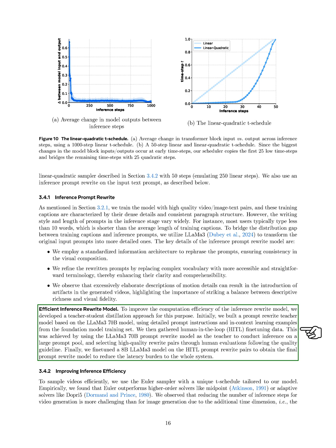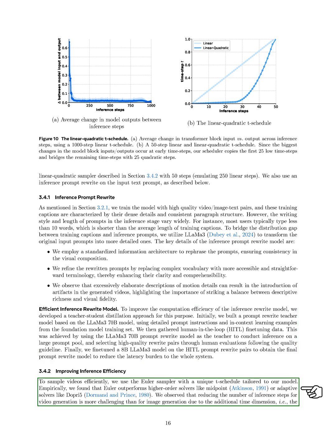latency in the system. For improving inference efficiency, we designed a linear quadratic T-schedule. We observed that the most significant changes in model inputs and outputs occur early in the inference steps. Therefore, our scheduler copies the first 25 low-time steps and connects the remaining steps with 25 quadratic steps.